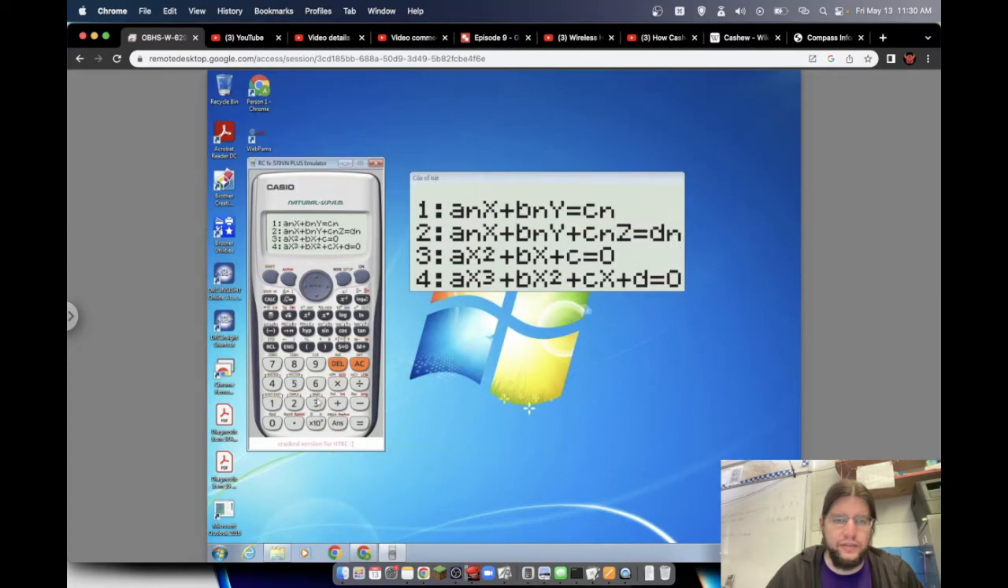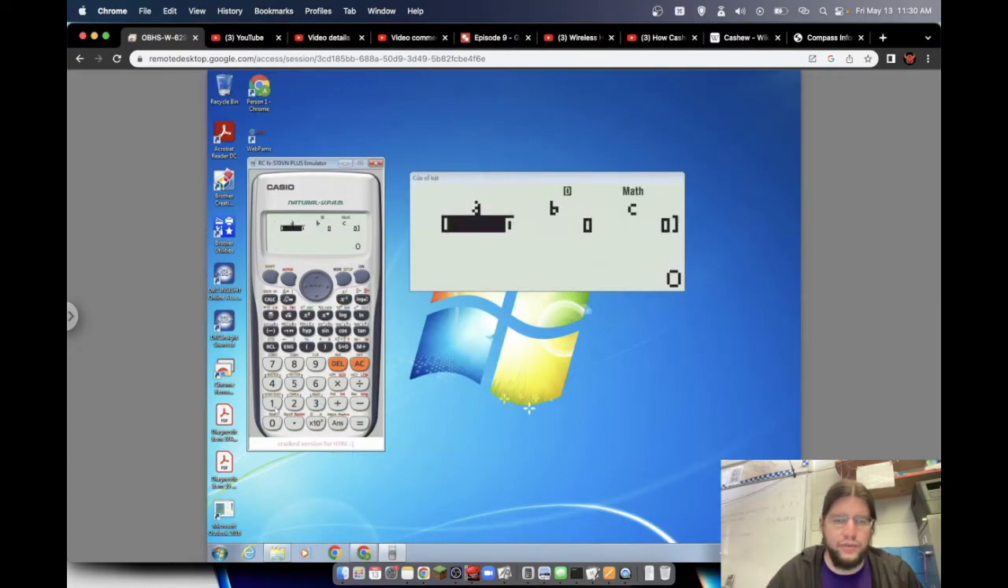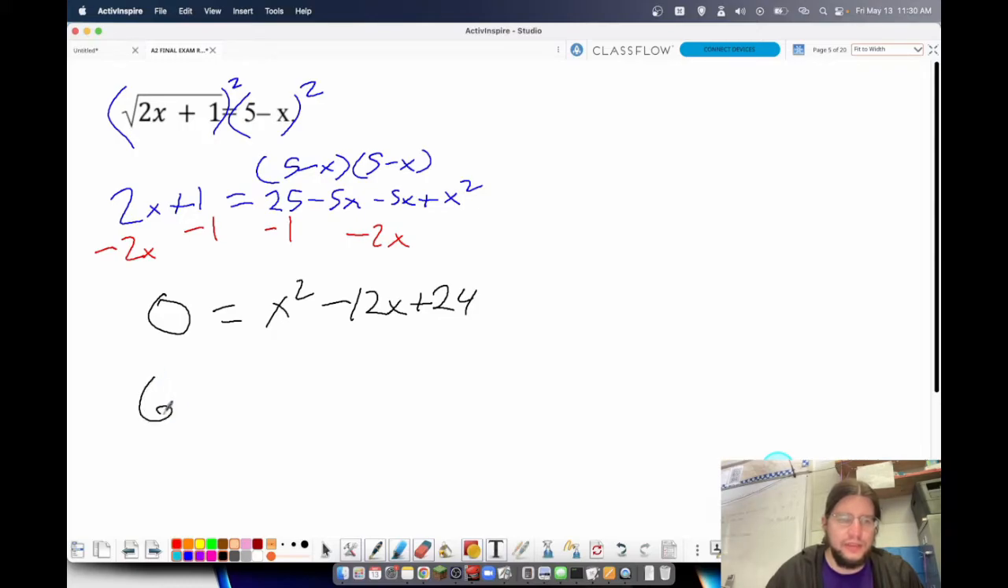Mode 5, 3, and we're going to type it in. 1, negative 12, and 24. Okay. And it's thinking 6 plus 2 square roots of 3, 6 minus 2 square roots of 3. So I'm going to write those down, but I'm going to do it separately. 6 plus 2 square roots of 3, 6 minus 2 square roots of 3.